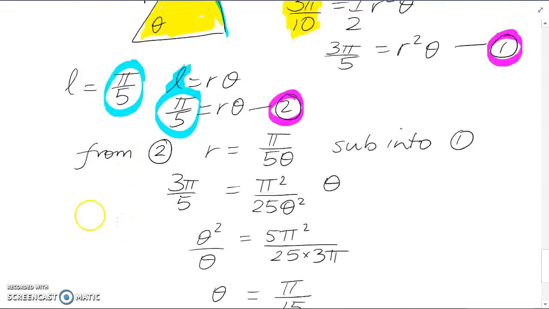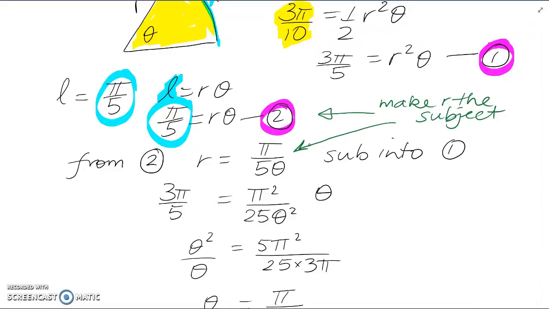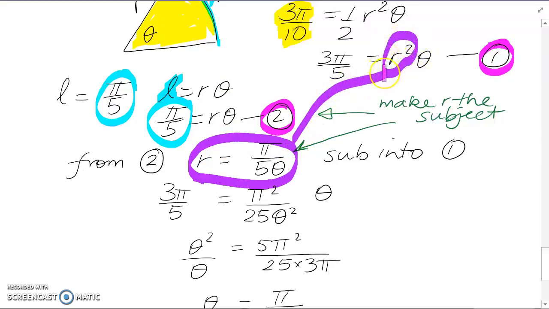So let's do that. From number 2, I'm going to make r the subject of that. And when I do that, this is what I get. R equals pi over 5 theta. Now I'm going to pick that r value and put it into number 1. See this r value here? Maybe a purple. That's going to be picked up and put into there. But it needs squaring. So that's what's happened here. That's r squared in that formula up there. That's in equation 1. All right, so we've done that.